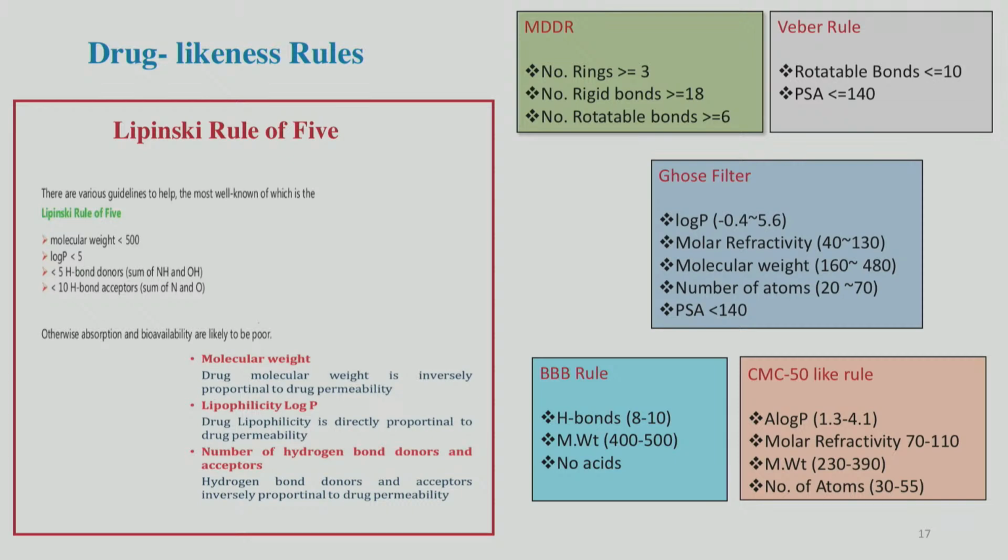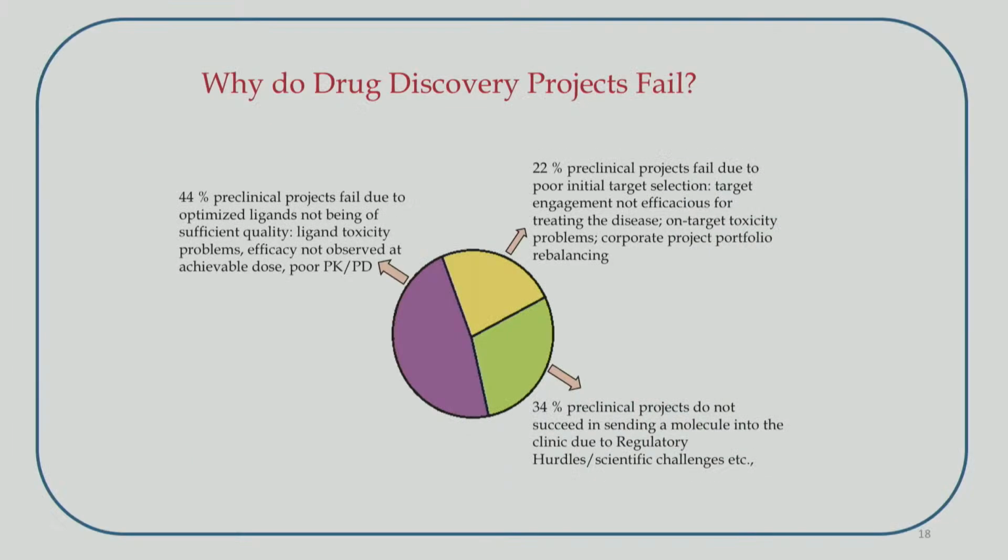So why, after following this stringent process, are many drug discovery projects still going to fail? Because 44% of preclinical projects fail due to lead optimization. Mostly, in the very beginning we identify the hit, and from hit to lead we optimize the lead. Here, 22% of preclinical projects fail due to a poor initial target. And the remaining 34% are regulatory affairs.